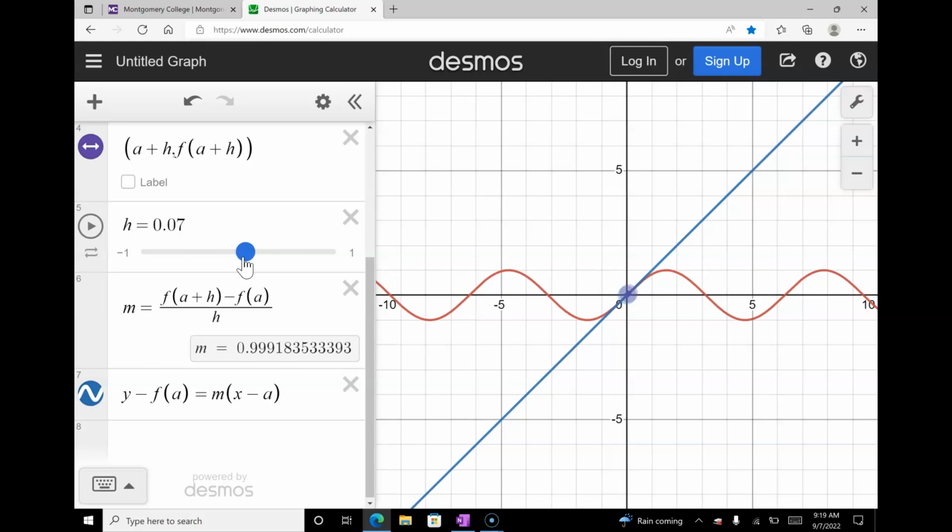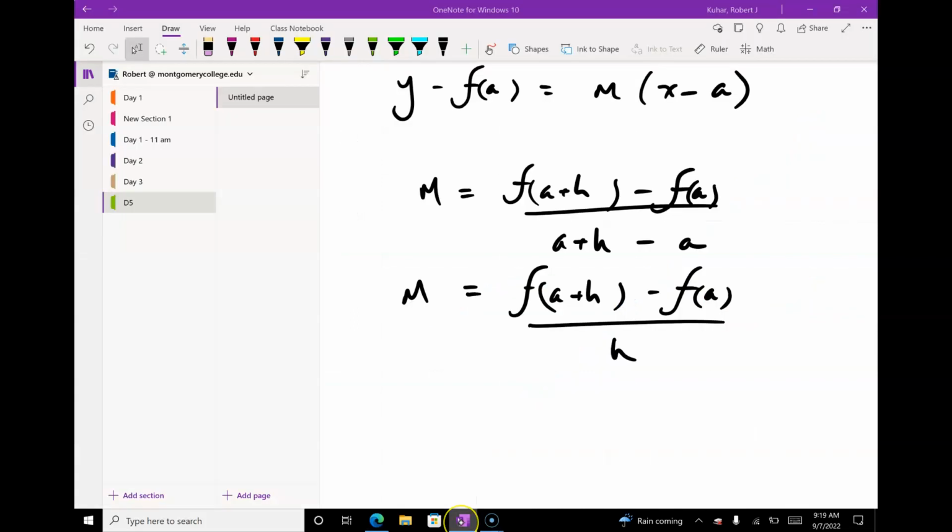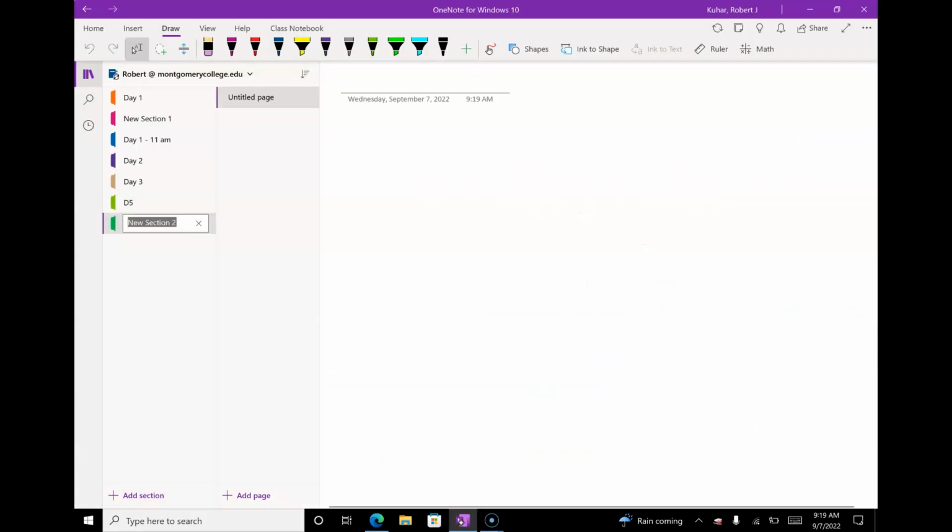So it actually gives us an interesting limit to talk about, our first trig limit. Oops, I want to do it on day 5 with a new page. Sorry.